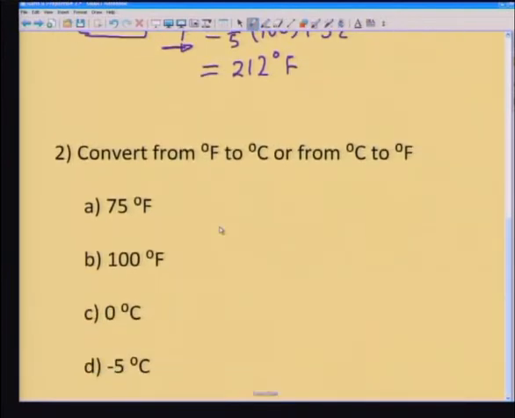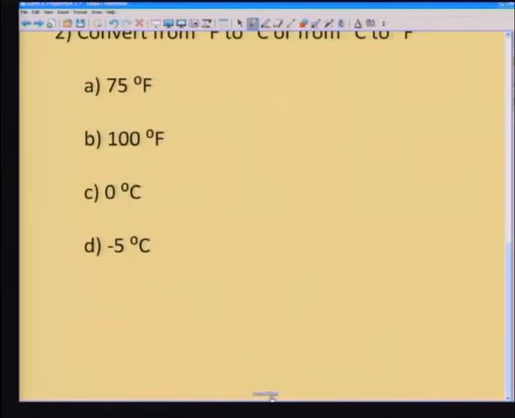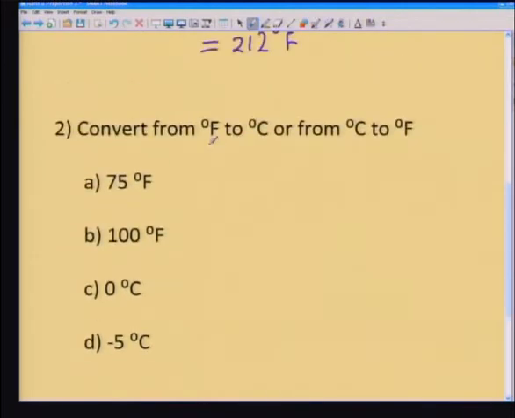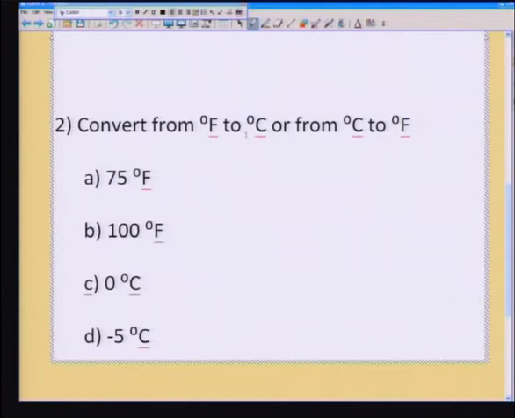Now question 2, it's all just a whole lot of conversion questions. Here we're either going to have to go from degrees Fahrenheit to degrees Celsius or degrees Celsius to degrees Fahrenheit, using the very same formulae that they gave us in the beginning. So the first one, A, gives us 75 degrees Fahrenheit. So that means we need to get to degrees Celsius.